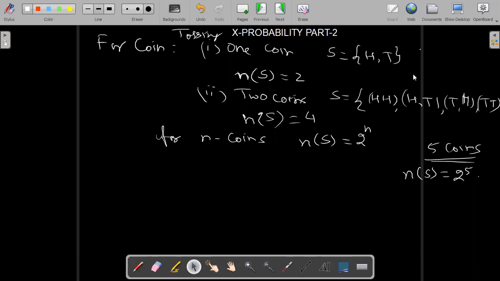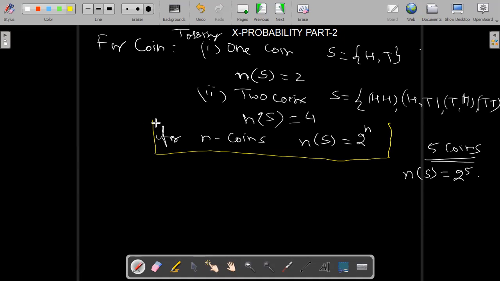So we are doing the second part of probability. For tossing there is a formula: for tossing 1 coin, 2 coins, 3 coins, 100 coins. If we are tossing n coins, the formula is 2 raised to power n. This you can remember because we have to know how many possible outcomes there are.